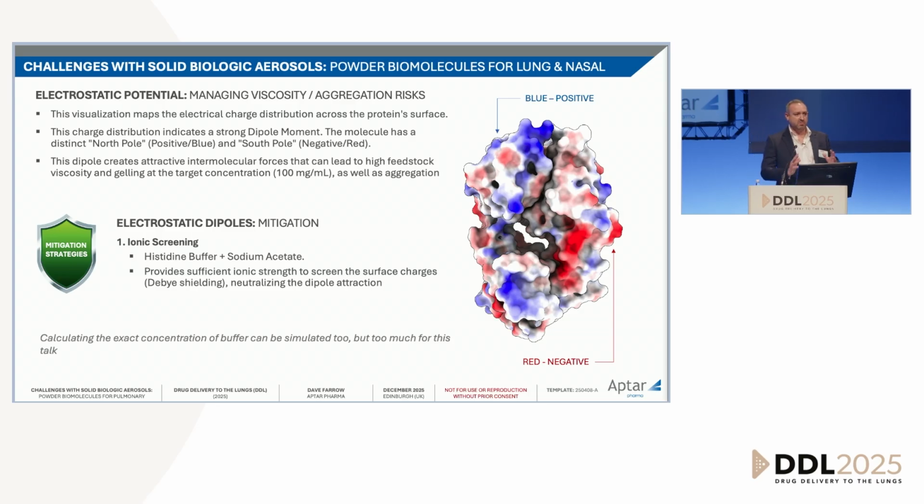Again, we talked about histidine buffers being really important. Here we can model how much of the histidine buffer is required to create that Debye shielding, neutralize the dipole attraction, and maintain the modality's individual primary stability. So we've done all this in silico. We've not actually gone into the lab yet. We don't need to do buffer exchanges and various other things. We're starting to think about a core formulation and a core process, all from the comfort of our laptop.